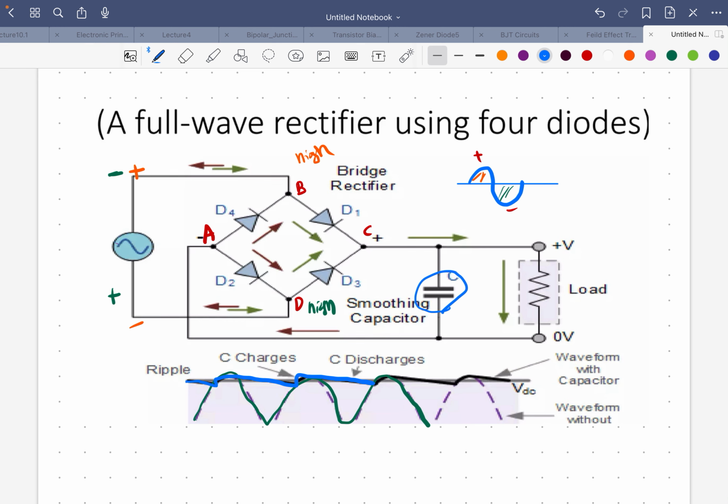this is the basics, or the theory, behind the full wave rectifier, and this is all I wanted to explain to you. Thank you for listening.